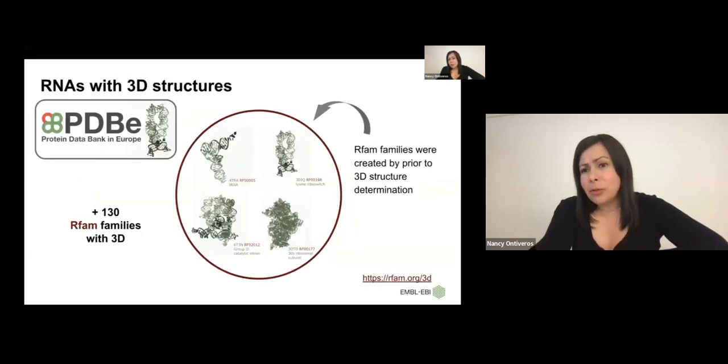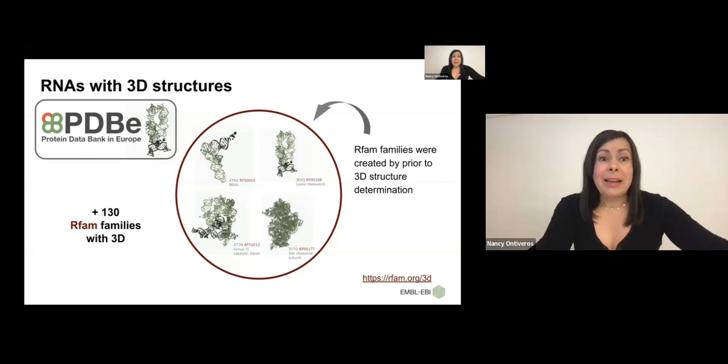Then, as Blake also said, some of these Rfam families are taken as the truth for the secondary structure of a non-coding RNA. But the truth is that most of those models come from secondary structure prediction. So this makes a situation where we actually have to review with 3D structures. Most of the Rfam families were created before we had information about the structure.